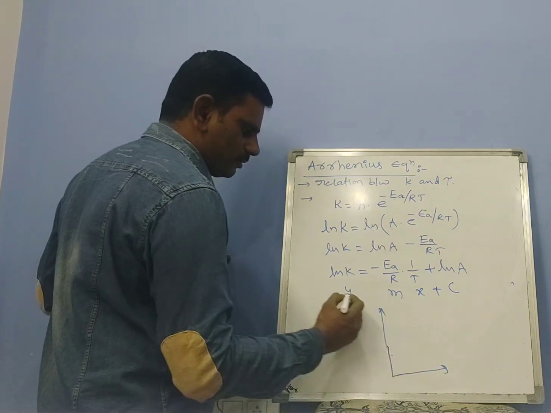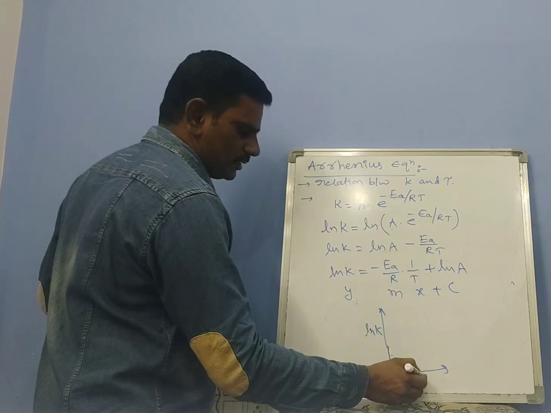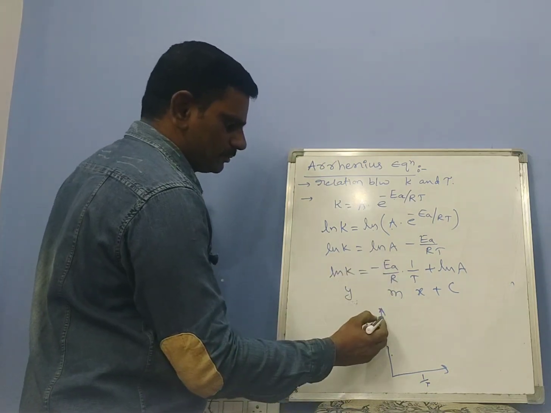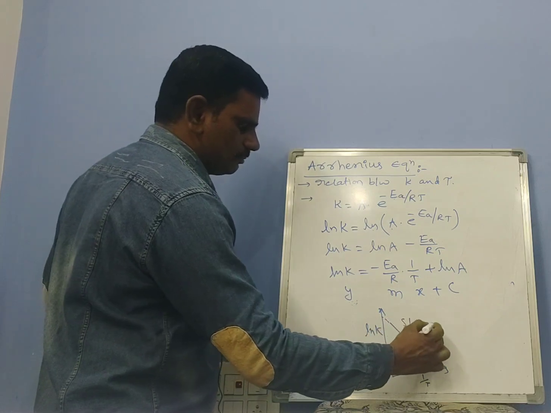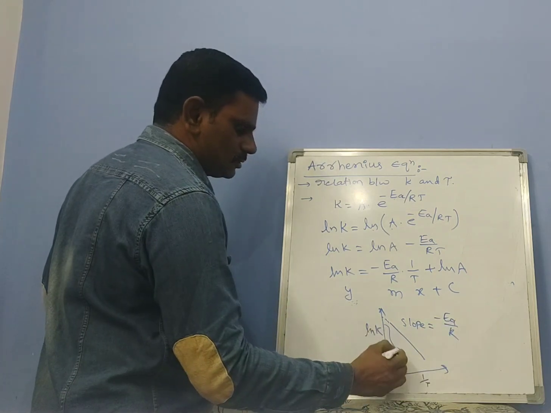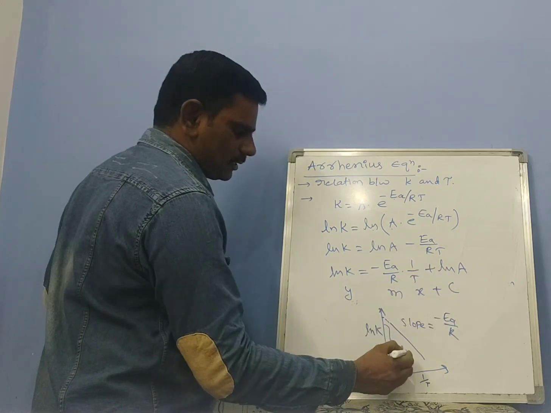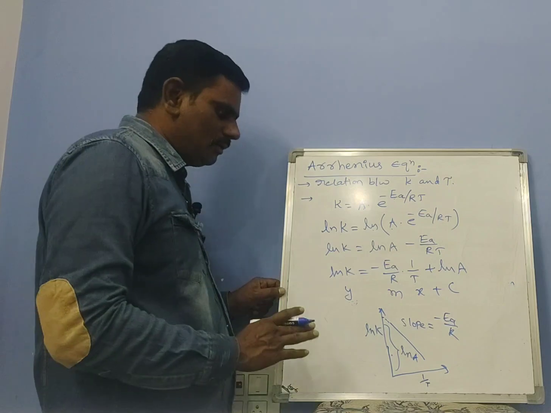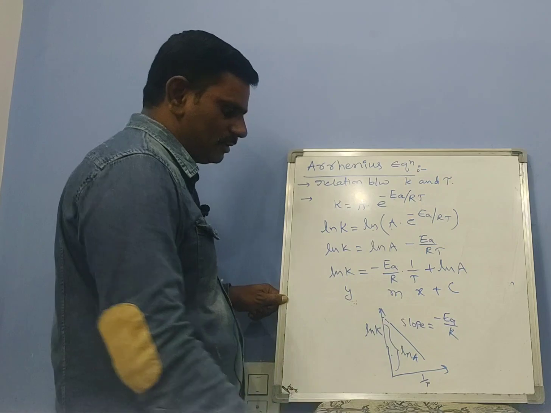In this, on y-axis what is there? ln k. X-axis 1 by T. Okay. Here slope is negative. How much slope is? Slope value is m. m is how much? Minus Ea by R. So intercept value is how much here? ln A. Okay, this is one form of graph from Arrhenius equation, and we will get another form of graph also.